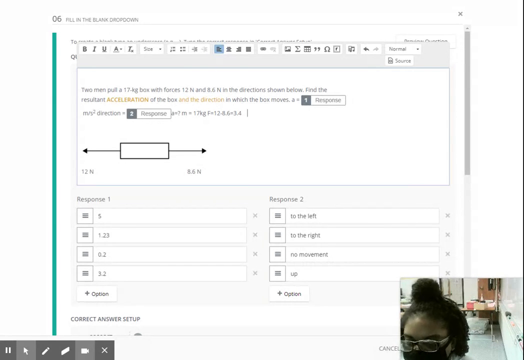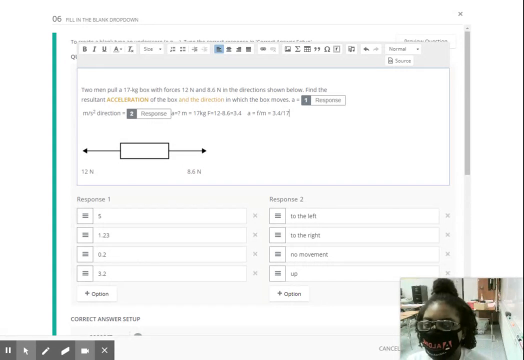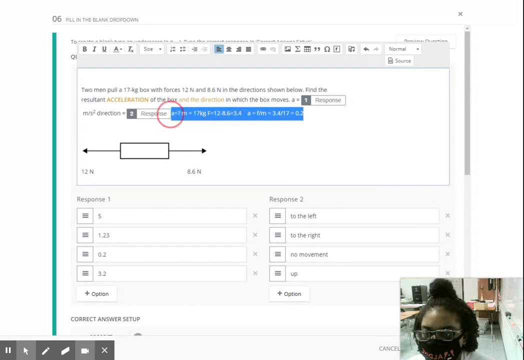So to find acceleration, it is force divided by mass. In this case, it is 3.4 divided by the mass of 17. Now, just because 17 is the bigger number, it does not mean it goes in your calculator first when you're doing this division, okay? Your force is 3.4, so make sure 3.4 goes first into your calculator. Then you divide by 17, and you get 0.2 as your acceleration, okay?